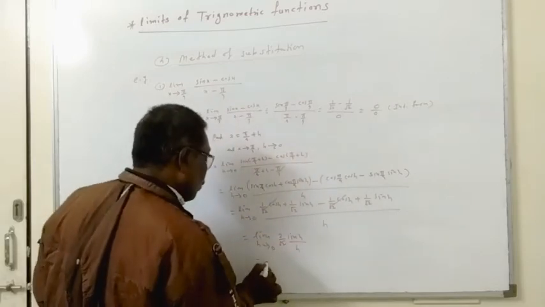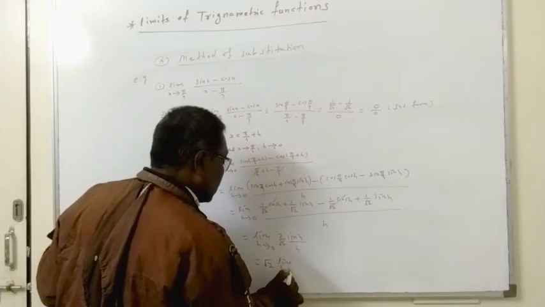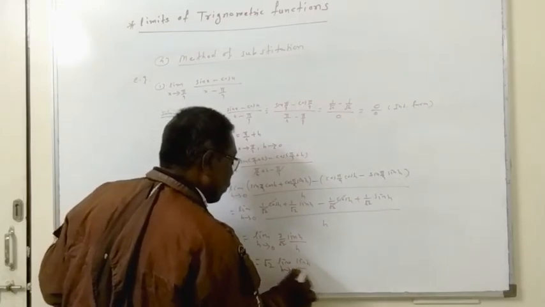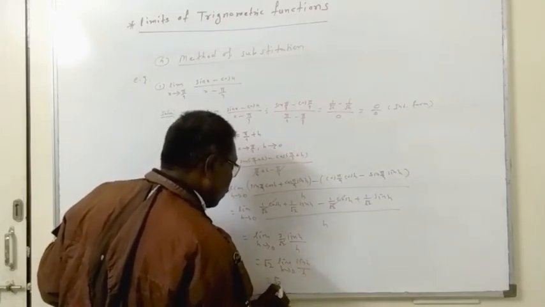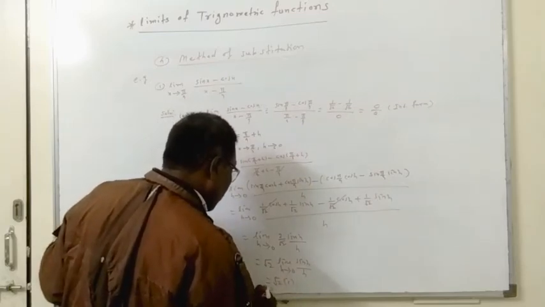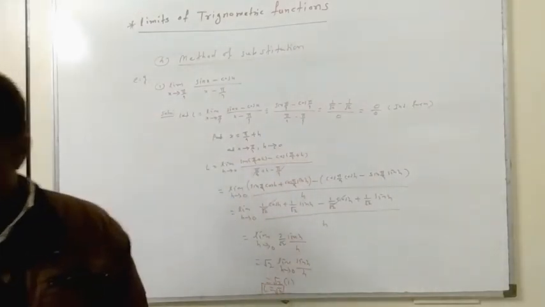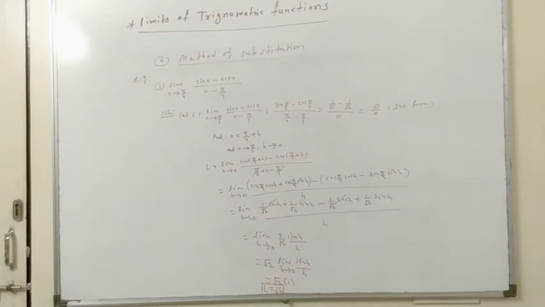Now 2 upon root 2 is a constant, we take it outside: limit h tends to 0 sin h upon h. So that is equal to root 2, sin h upon h formula 1. So the required limit is root 2. Now one more example we take here.